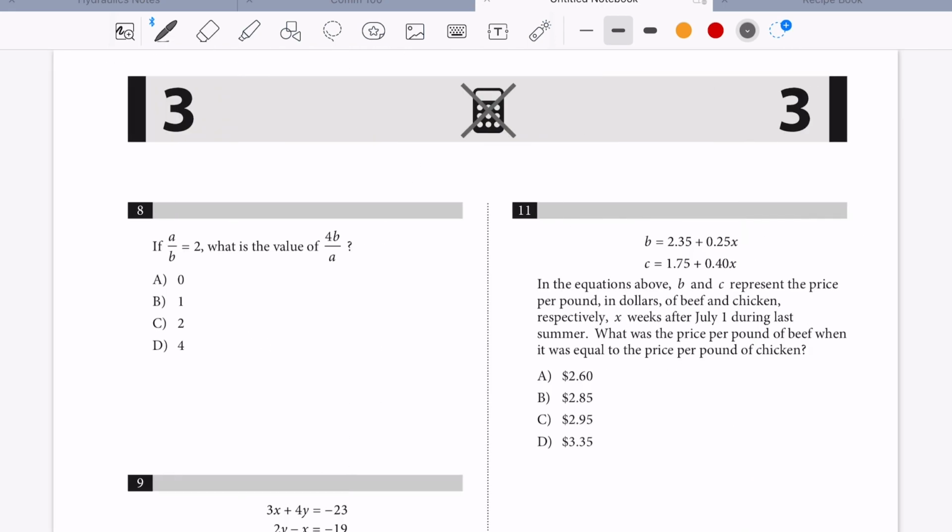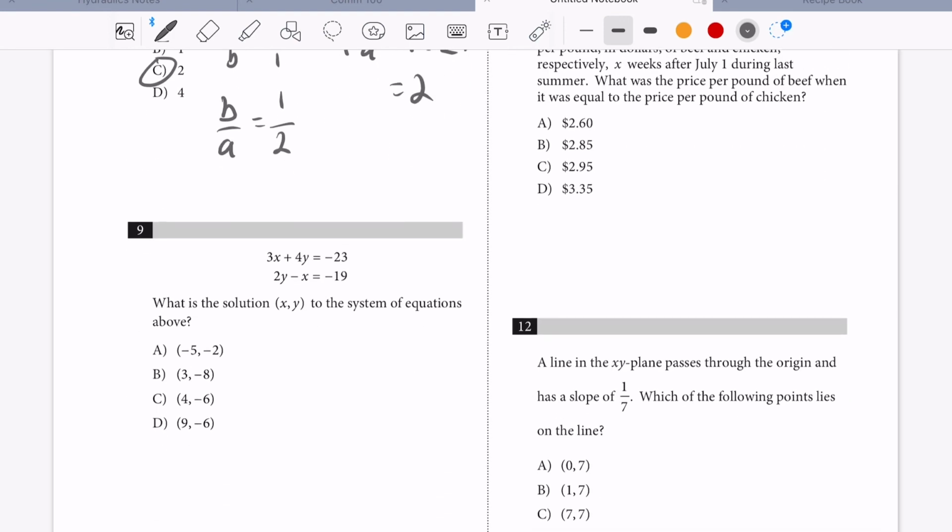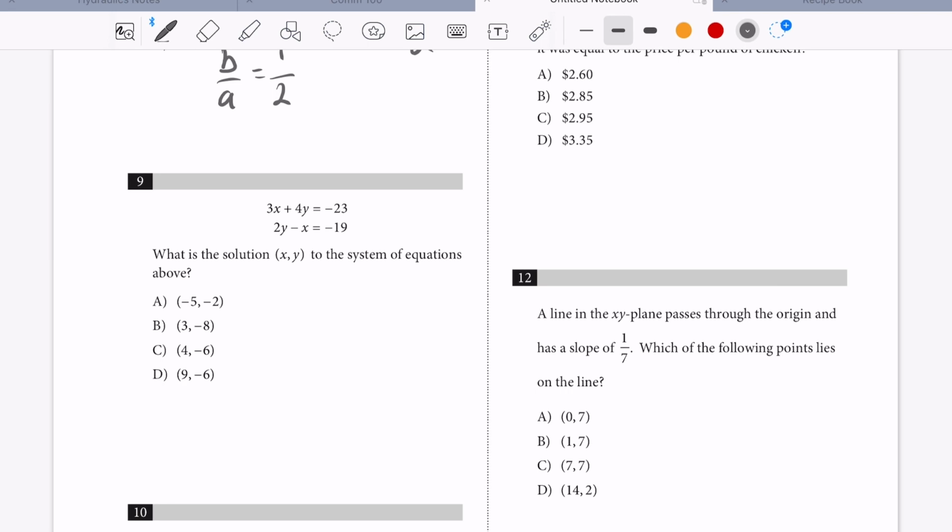Okay, so if A over B equals 2, what is the value of 4B over A? So it's just asking for the inverse of A over B. So we know that A over B equals 2, then B over A, because 2 over 1, is going to equal 1 over 2. So 4 times B over A is just equivalent to 4 times 1/2, which equals 2. So answer C.